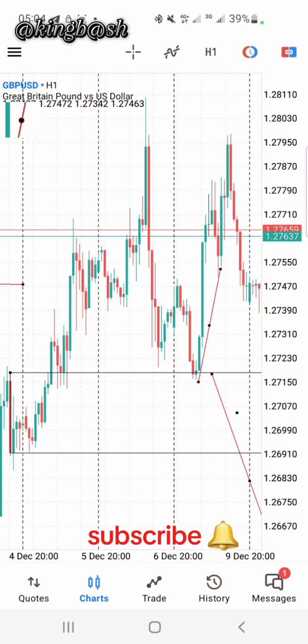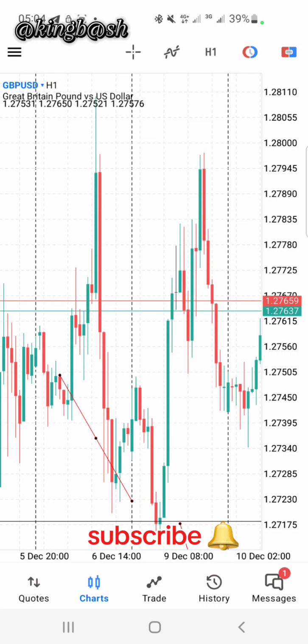So price, after sweeping this liquidity, price moves, and price will target what? The next liquidity here. That's the high. So what happened? Price came back down here. Price swept this low. You can see this daily low.